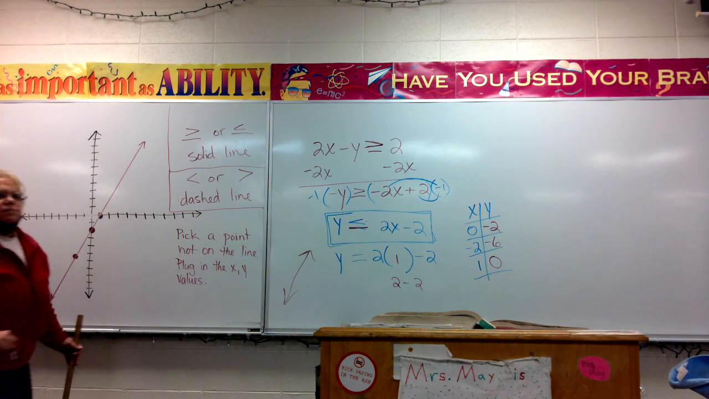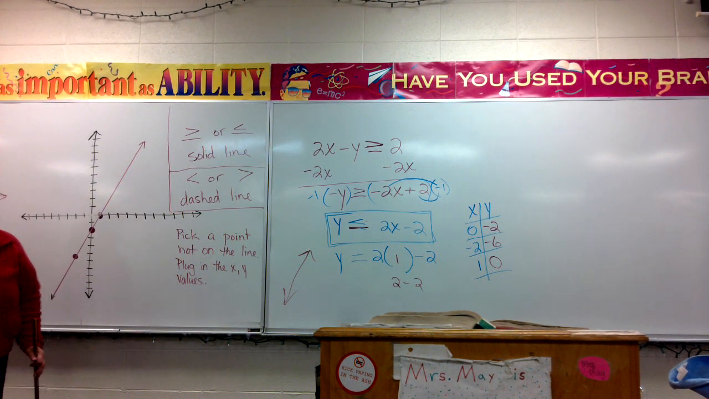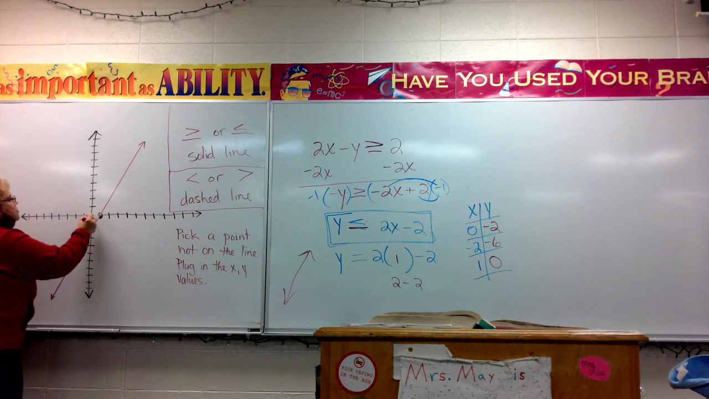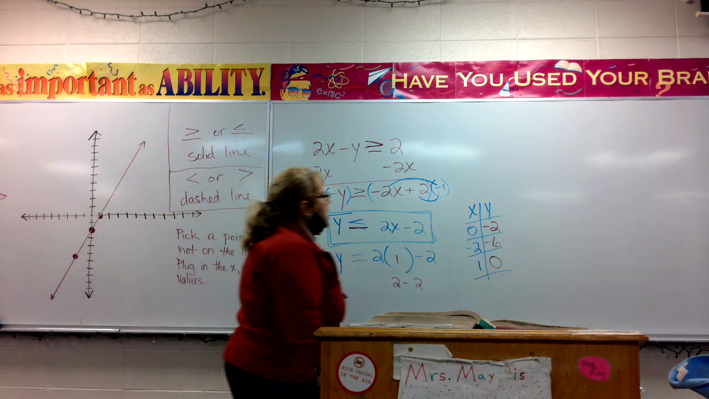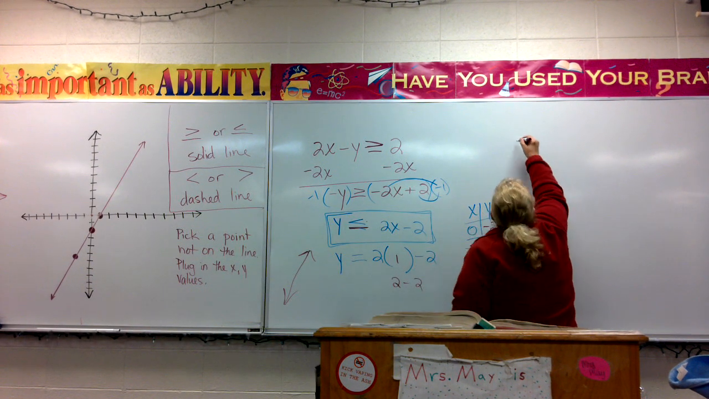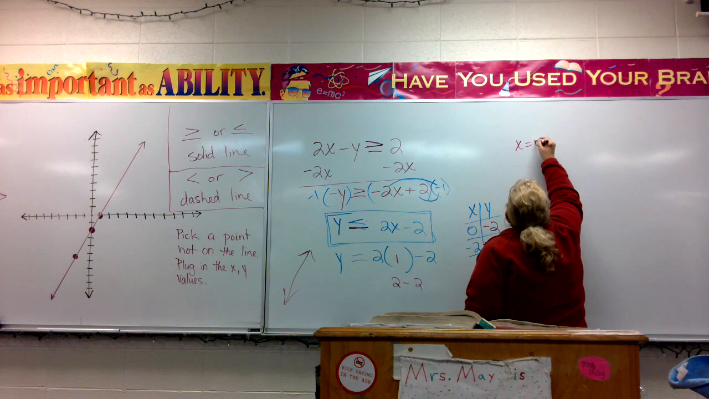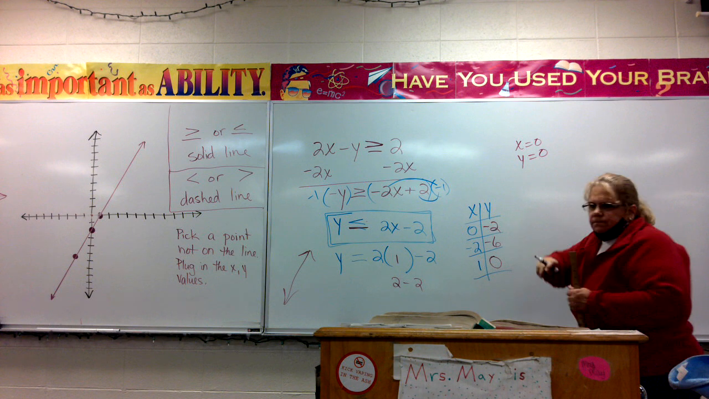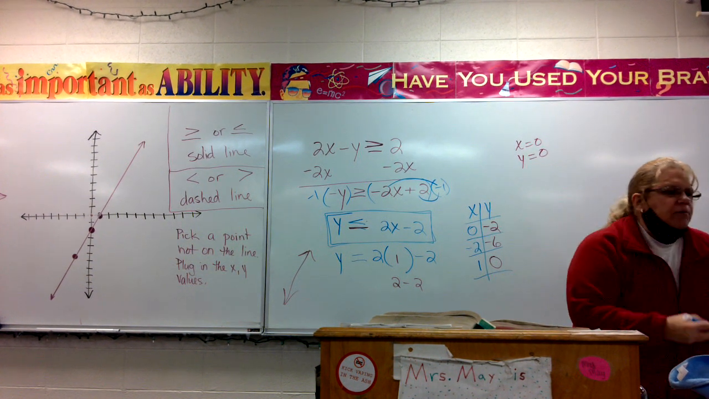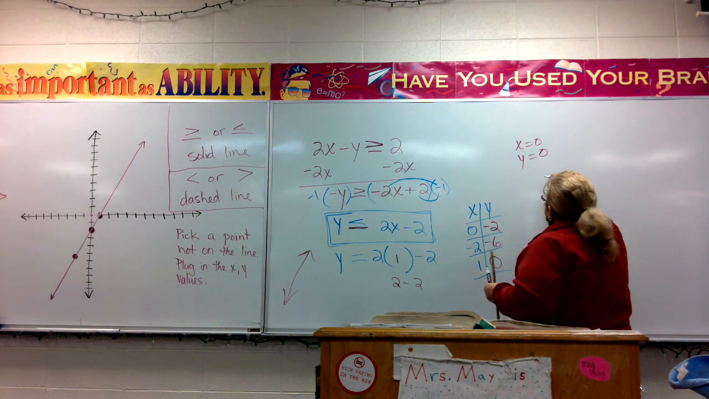So here's the point I like to pick. Are you watching? I like to pick 0, 0 if it's not on the line. At that point, the x value is 0 and the y value is 0. You pick a point and write down the coordinates.